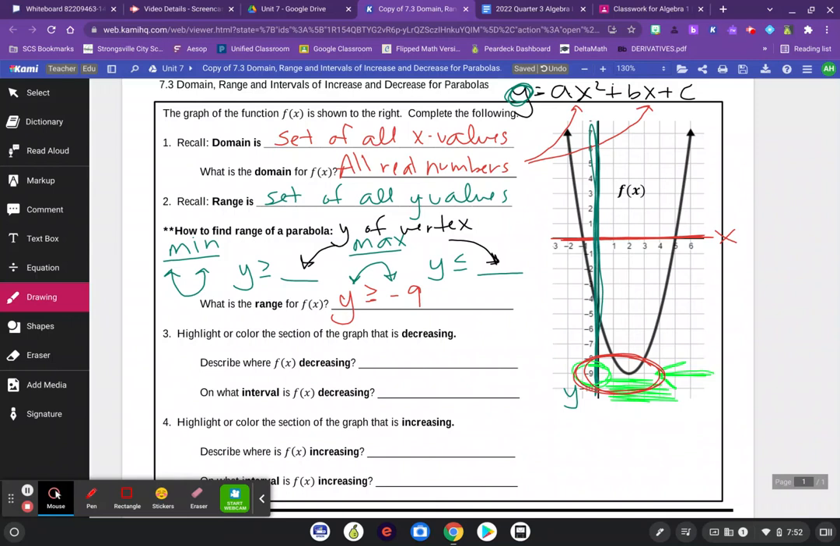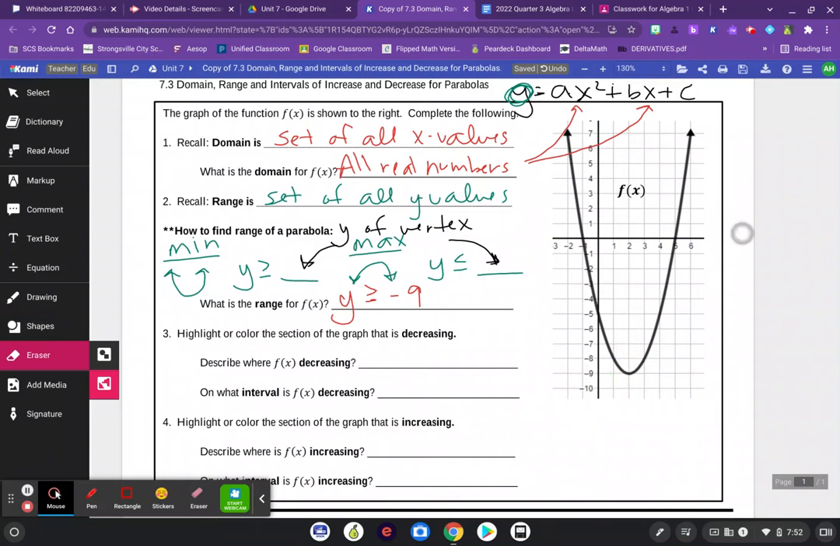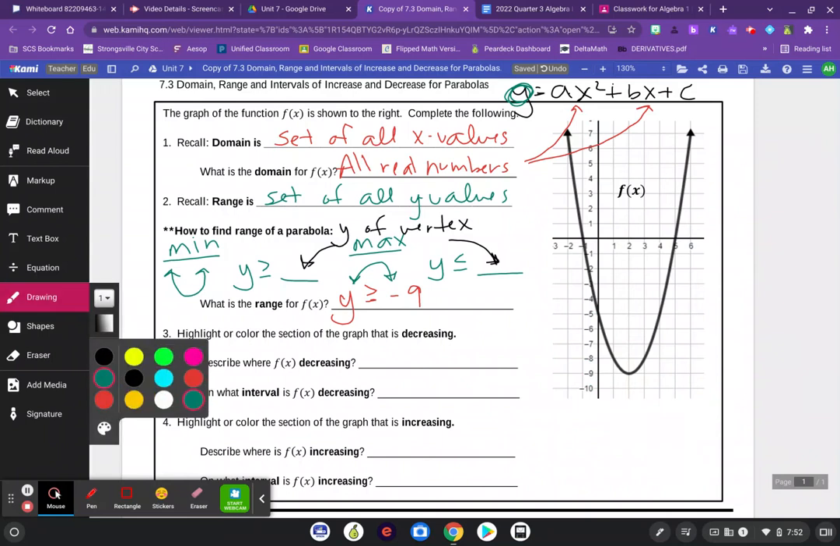Okay, so now we're going to talk about the increasing and decreasing of this function. Let's see if I can erase this here. There we go. Okay, so it says to highlight or color the section of the graph that is decreasing. Decreasing means moving downwards. And so I'm just going to scribble in the section here that is decreasing, decreasing, decreasing. Okay, and then it stops.